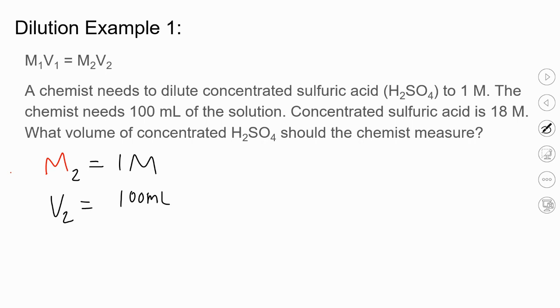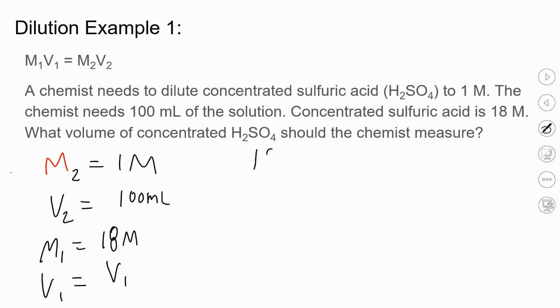And this one we don't have to convert because the units will work out. Then we have M1, which is 18. We're looking for V1, so I'm just going to write V1. If this is an algebra problem, we have 4 variables. We have 3 knowns so that we can solve for the 4th unknown, just like in math. Hopefully you've done this in math.